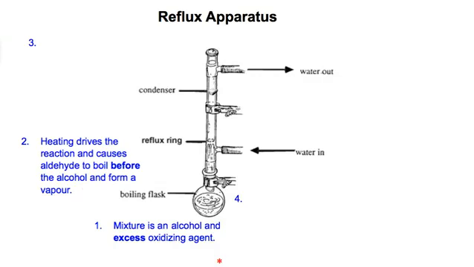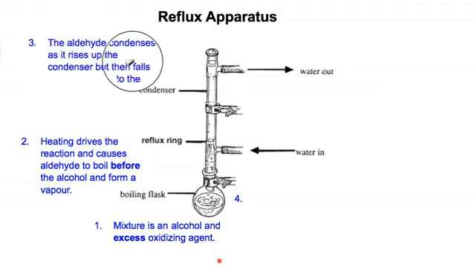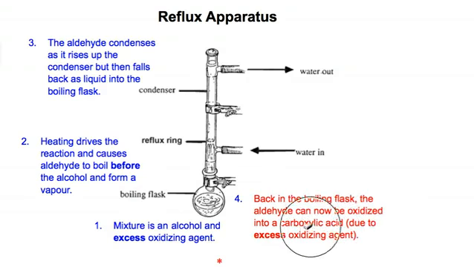But now the condenser doesn't have an outlet. The condenser is basically a long tube that's sealed at the top, but the aldehyde still condenses. But it condenses and falls back into the reaction mixture, falls back into the boiling flask, where there's excess oxidizing agent. And so back in the boiling flask, the aldehyde can be oxidized, and it gets oxidized into a carboxylic acid. And the carboxylic acid has the highest boiling point of anything, so it's just going to sit there, basically.